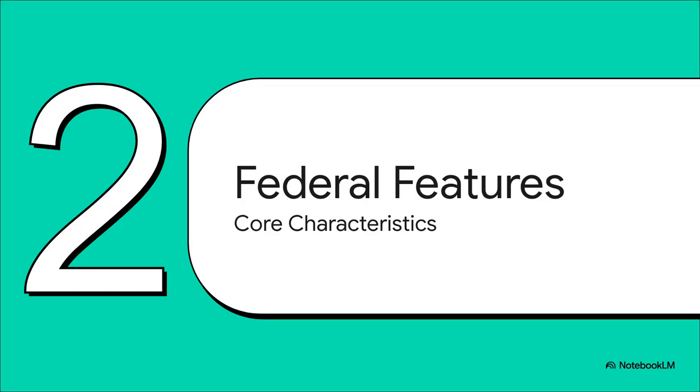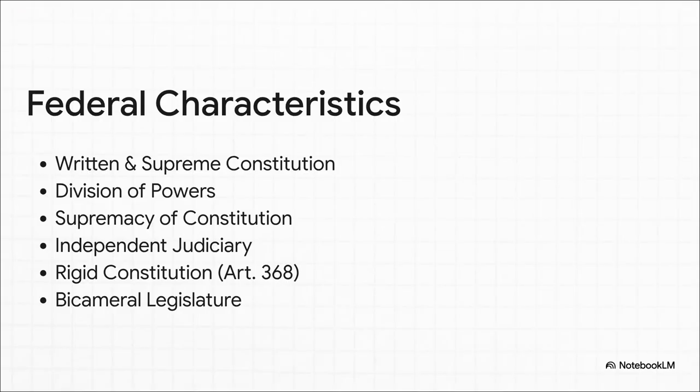Section 2. Core federal characteristics. 1. Written and supreme constitution. The center and states derive powers from it. 2. Division of powers under the 7th schedule. 3. Supremacy of the Constitution. 4. Independent judiciary. 5. Rigid constitution, as Article 368 requires state ratification. 6. Bicameral legislature.